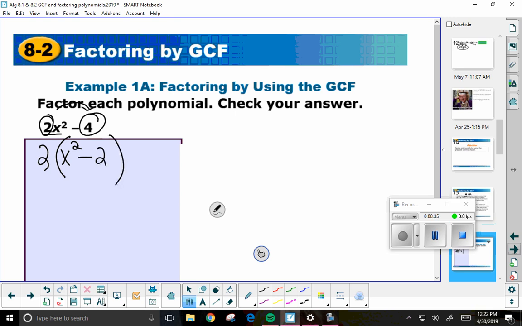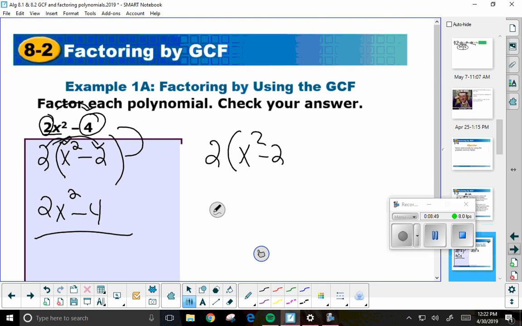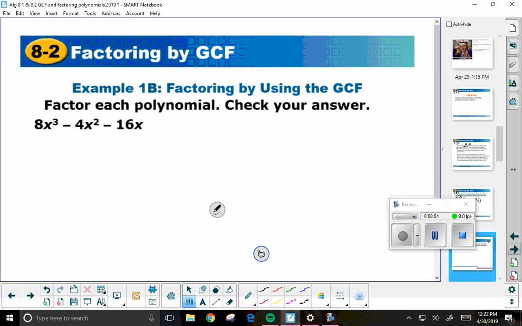And so if you multiply this out, you're going to get the same thing you got up here, 2x squared minus 4. So I have just factored this out into 2 times the quantity x squared minus 2. I just factored out that polynomial.